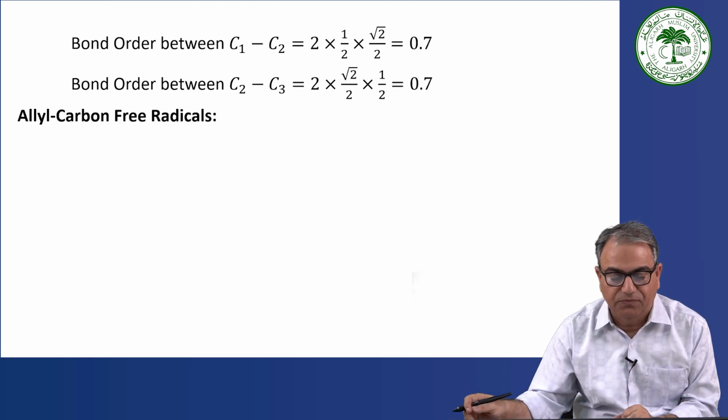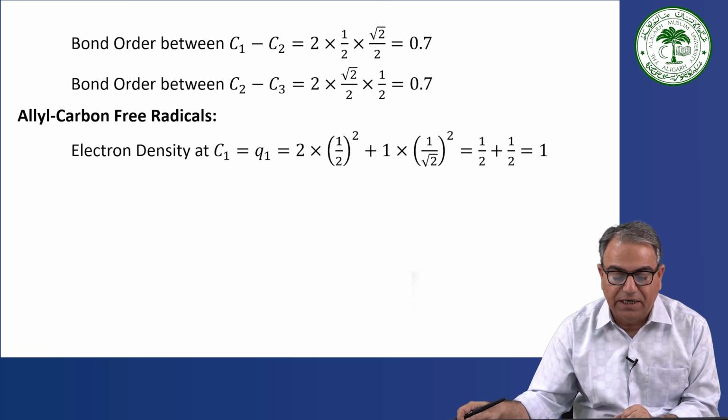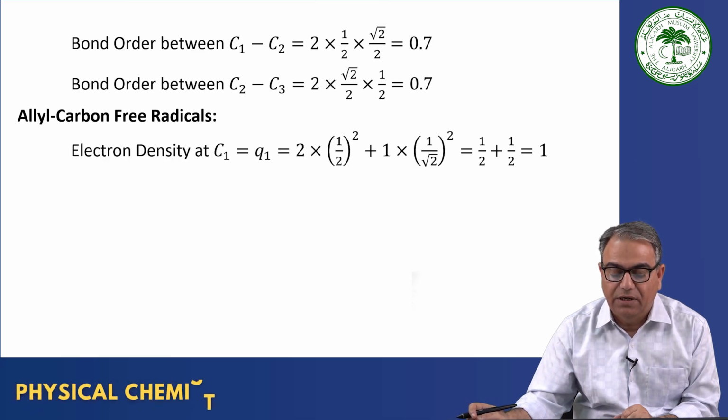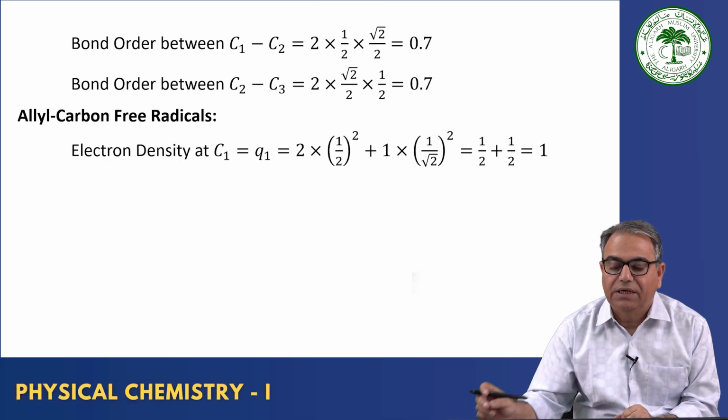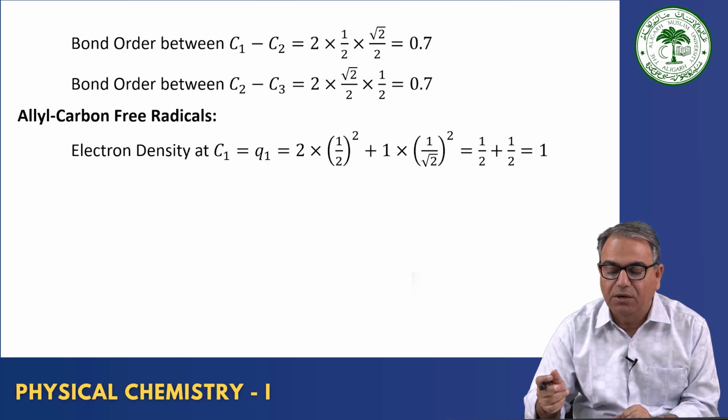What about the other? Allyl carbon free radical. If you have allyl carbon free radical and if you want to calculate electron density at C1, then in this system you have 3 electrons. 2 are in the bonding molecular orbital and 1 is in the non-bonding molecular orbital. So at C1 you have to calculate. Both psi1 and psi2 coefficients of C1 will play their role.